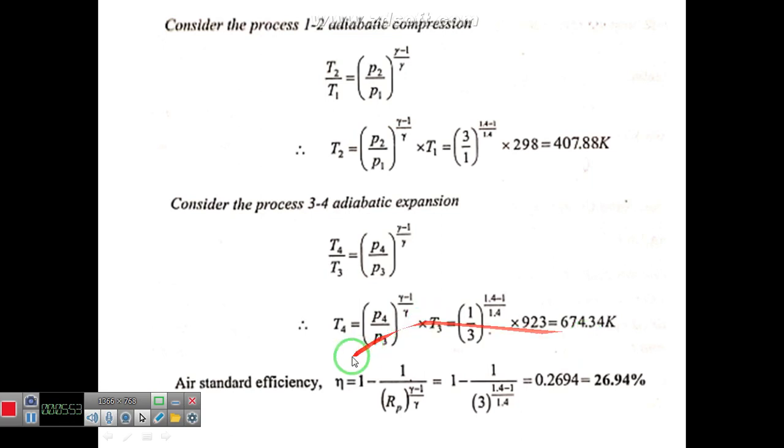Then we are going to find the air standard efficiency. The formula is 1 minus 1 divided by the pressure ratio, power of gamma minus 1 divided by gamma. We know the pressure ratio, 1 bar to 3 bar, so the pressure ratio is 3, power of gamma value 1.4 minus 1 divided by 1.4. Finally we get the air standard efficiency, 26.94 percent.